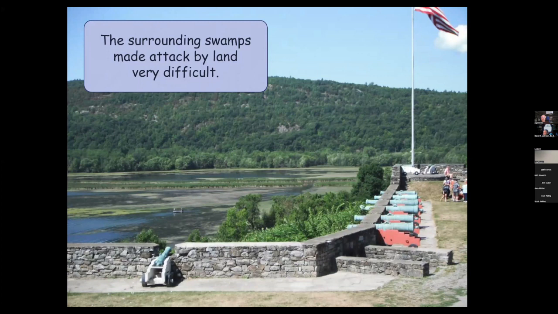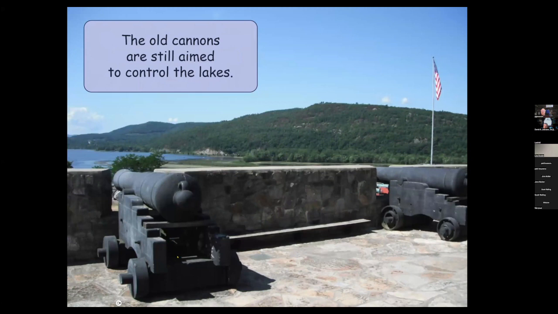The surrounding swamps, like we already said, make it almost impossible to attack this fort by land. You just can't bring horses or cannons or anything like that. And even if you're trying to walk across it, you're going to be going very slowly. The cannons themselves are aimed to control the lakes, and they were huge cannons. That's going to turn out to be part of the story here, because this cannon that you're looking at right in front weighs 1,700 pounds. I mean, there is no way that you're going to actually move this thing around when your armies are moving.